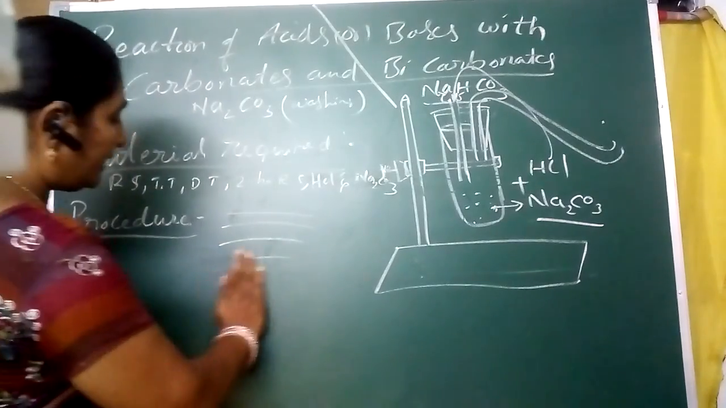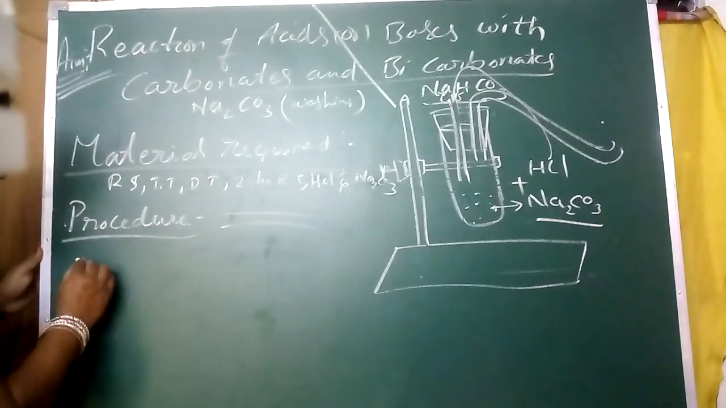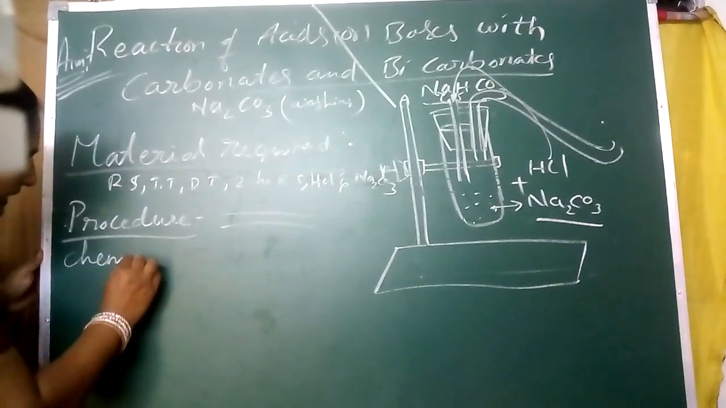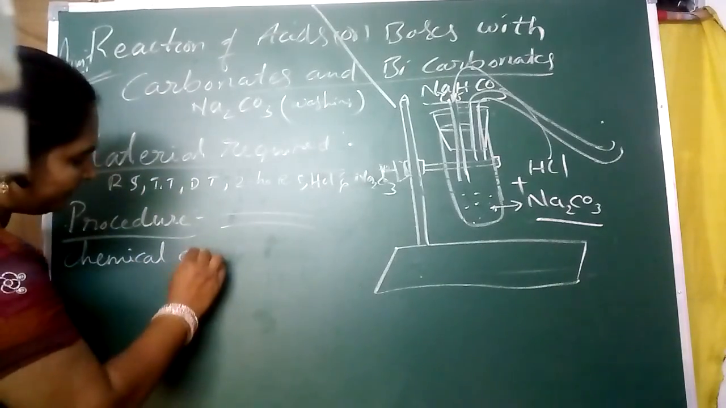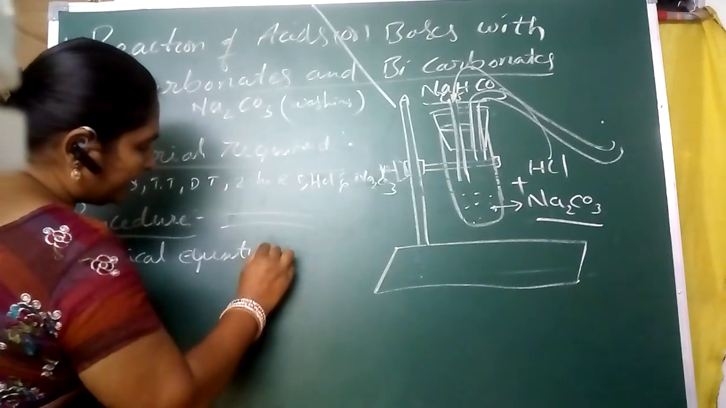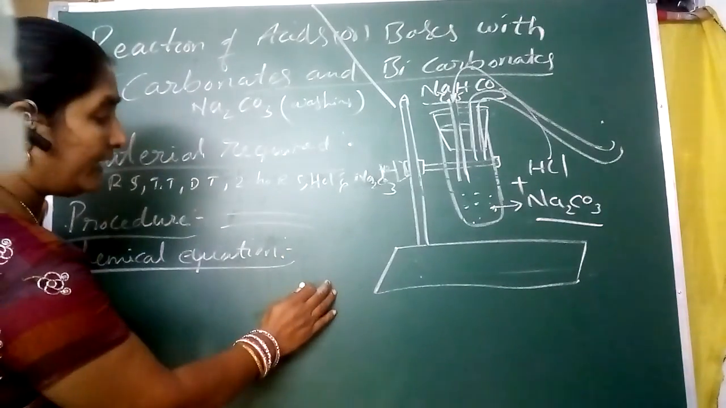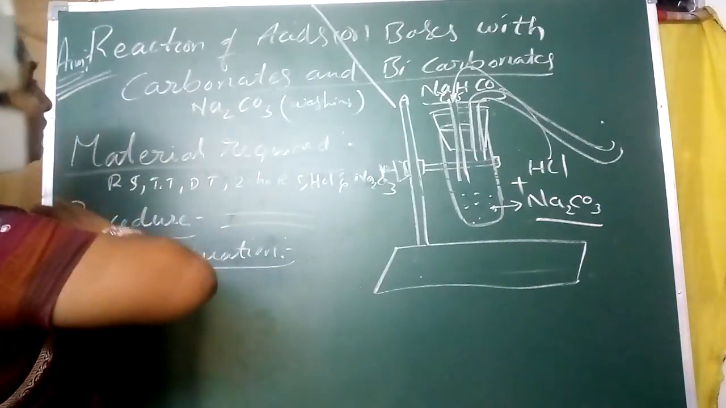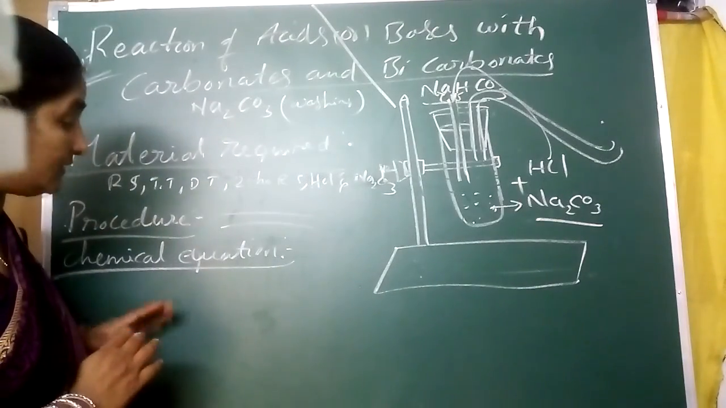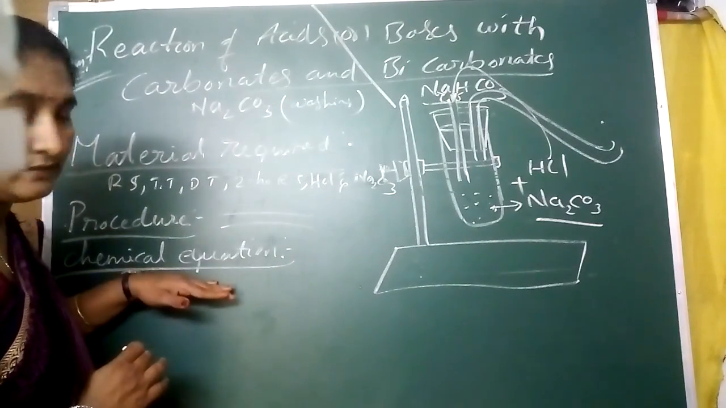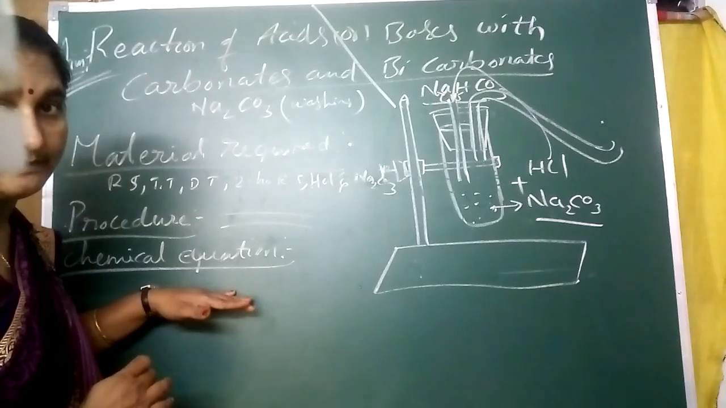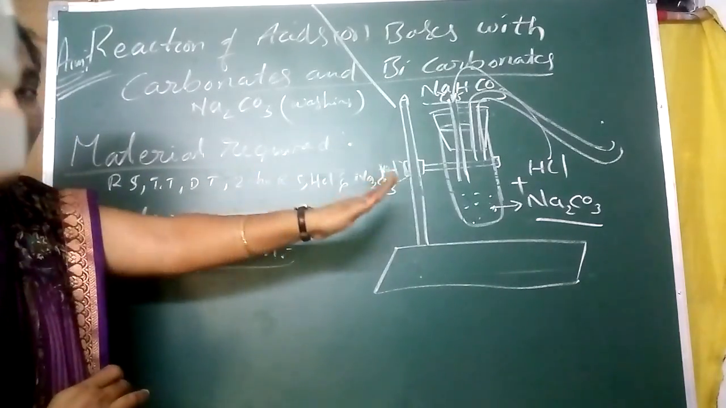Then after that, you should write the chemical equation. What is that? Chemical equation. It is very important for writing experiments in the laboratory. This is only a shortcut notation of the total reaction. That's why don't make mistakes here. What is that? Chemical reaction. Okay. Here, what is the chemical reaction?